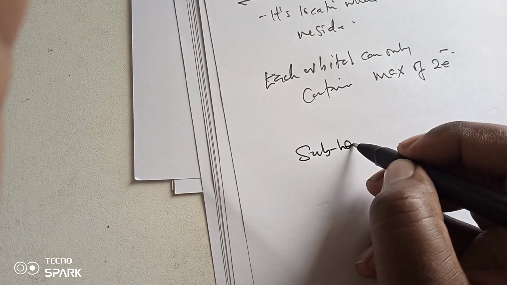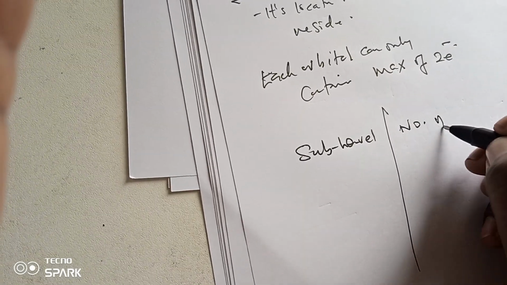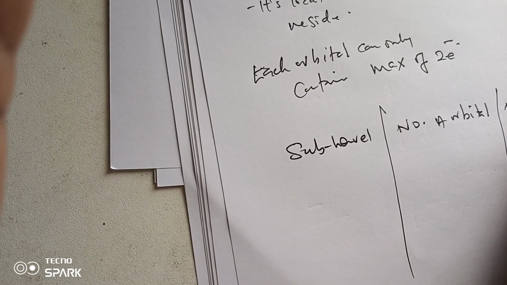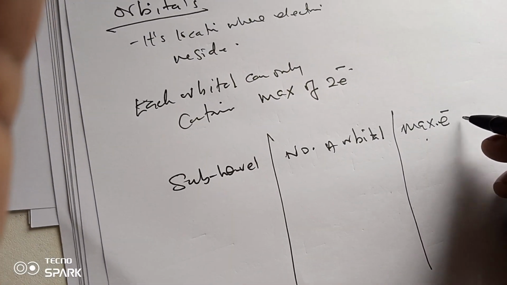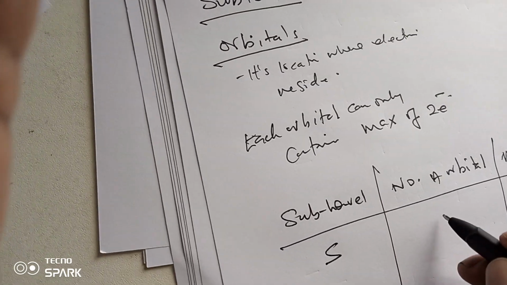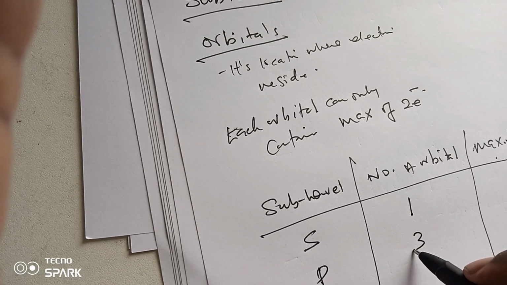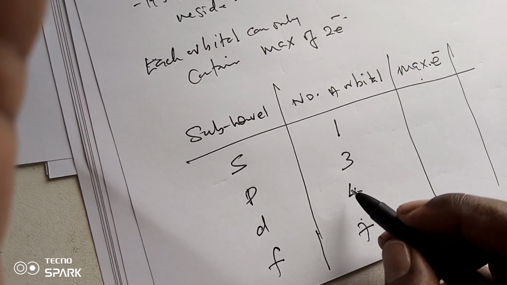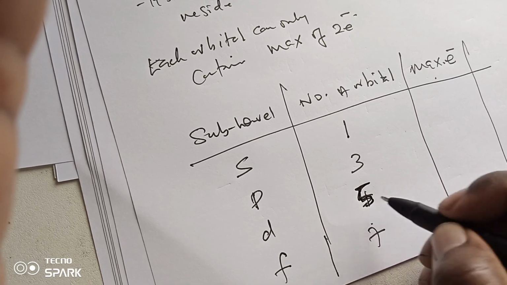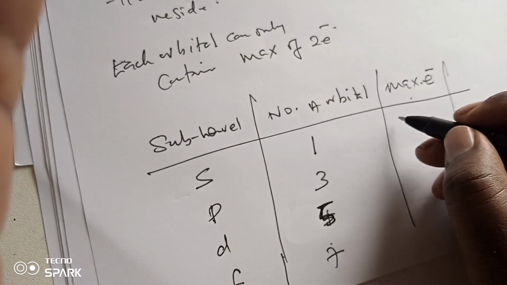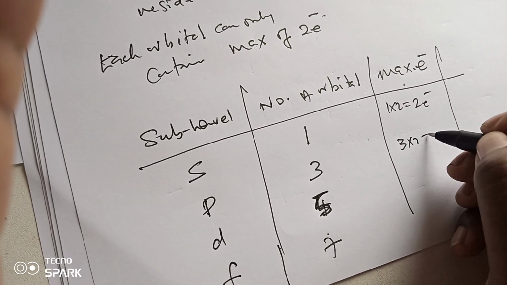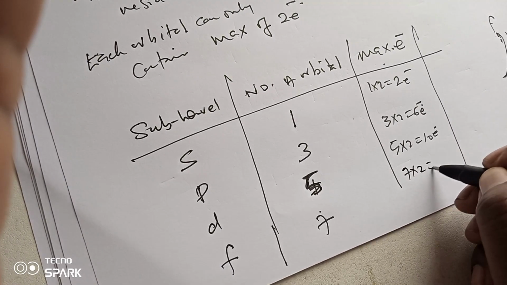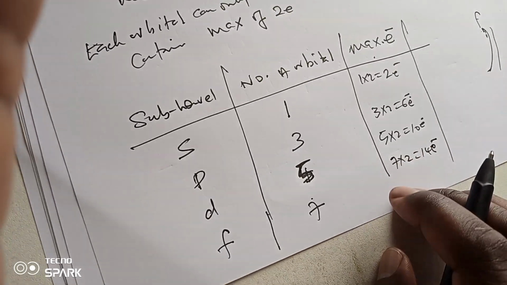So if this is sublevel, we want to indicate the number of orbitals that are found in each sublevel and the maximum number of electrons. S has only one orbital. P has 3. D has 5. F has 7. So the maximum number of electrons: 1 multiplied by 2 is 2. 3 multiplied by 2 is 6. 5 multiplied by 2 is equal to 10 maximum. 7 multiplied by 2 is equal to 14. You need to know that.